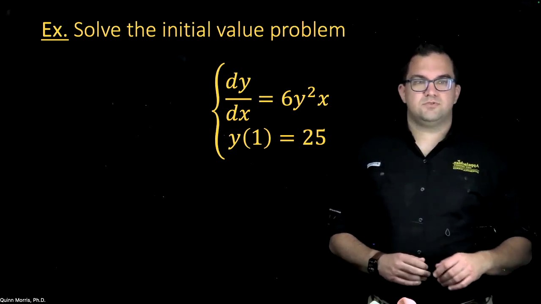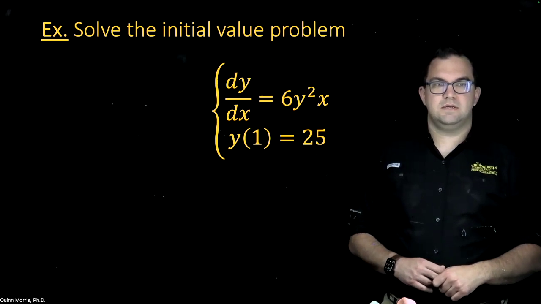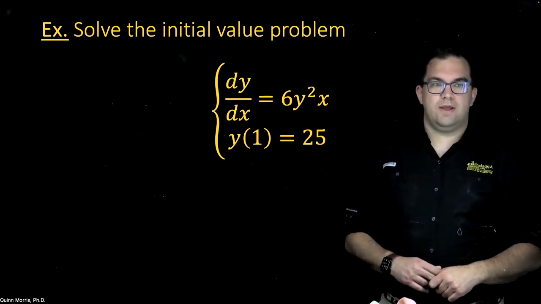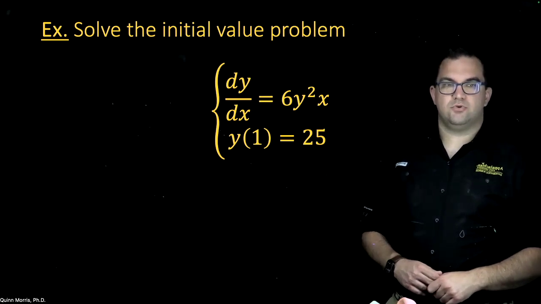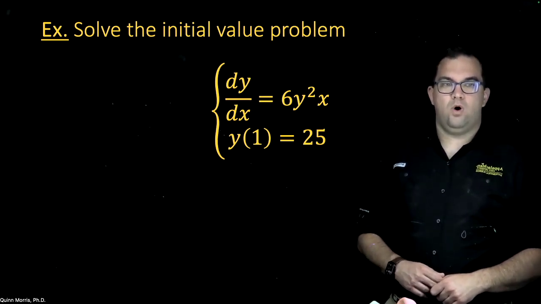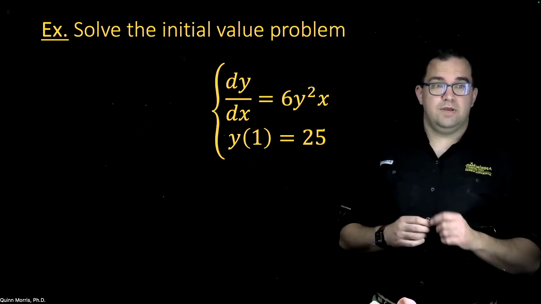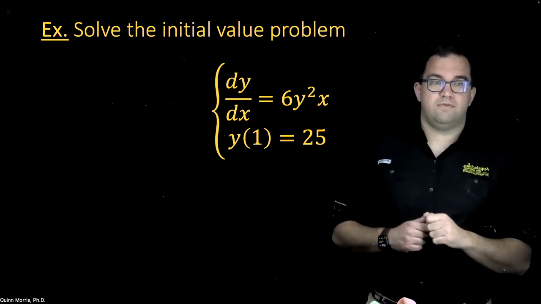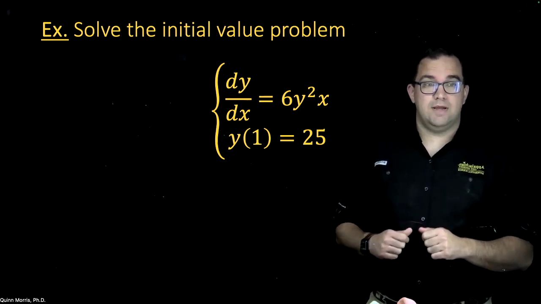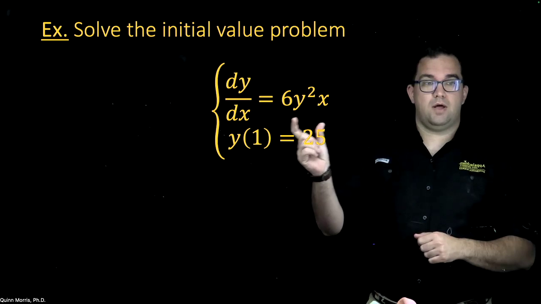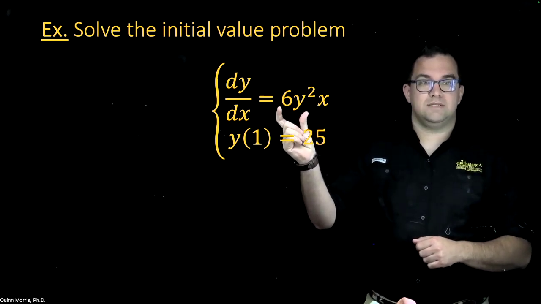All right, so now let's try solving this initial value problem. We have dy/dx equal to 6y squared times x, subject to the initial condition that y(1) is equal to 25. The first thing we're going to do is focus on solving this differential equation. Notice that this is a separable equation because my right-hand side is a product of just some x stuff and just some y stuff.